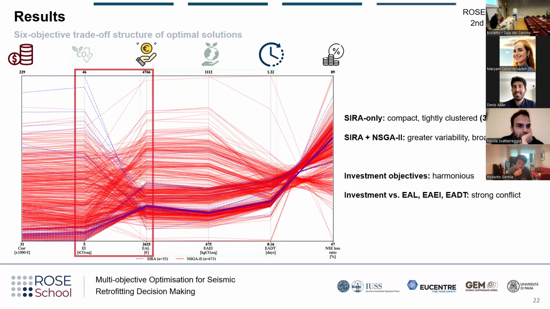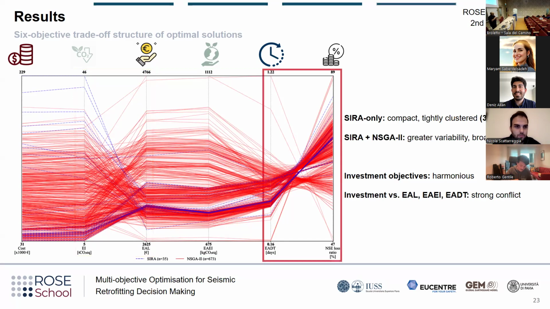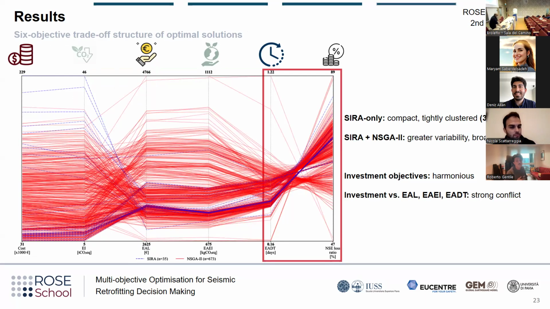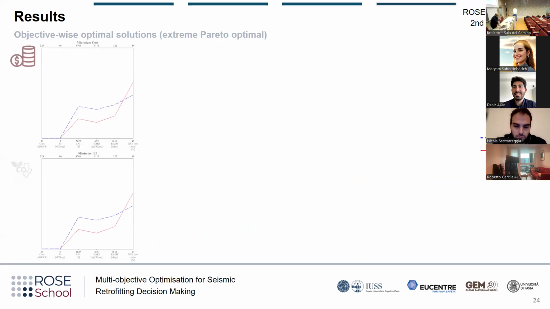But of course, we have the trade-off between the cost and the investment and the performance. And interestingly, we have the trade-off between the performance and the non-structural loss ratio. So that is a hard to grasp plot, I know. So what if I get the extreme points in the Pareto optimized?